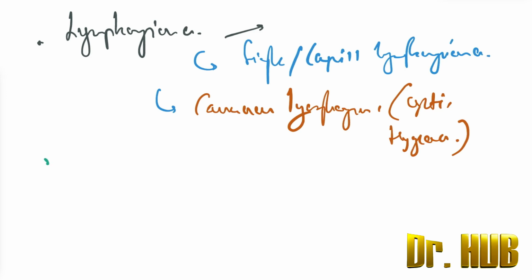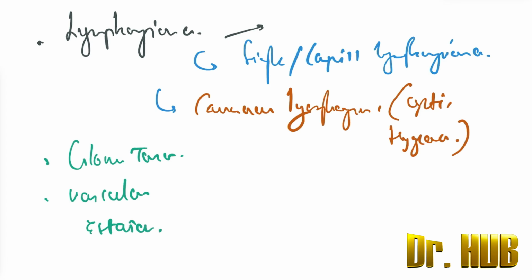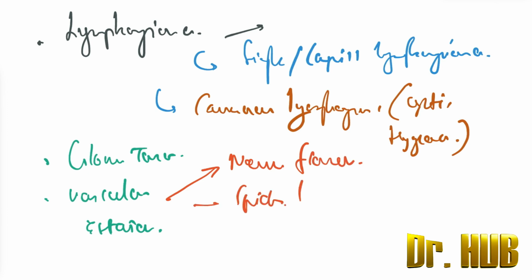Next is the presence of the glomus tumor as well as the vascular ectasias. So what does this involve? This involves the nevus flammeus. Then comes the spider telangiectasias. That is an arterial spider.